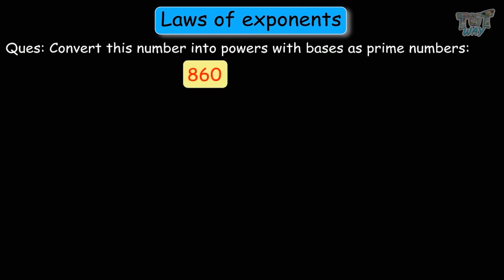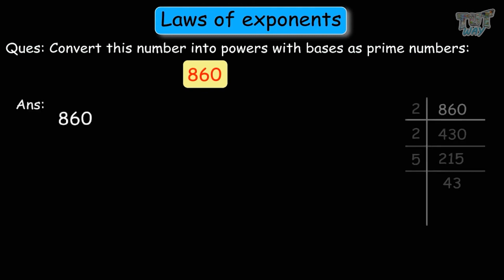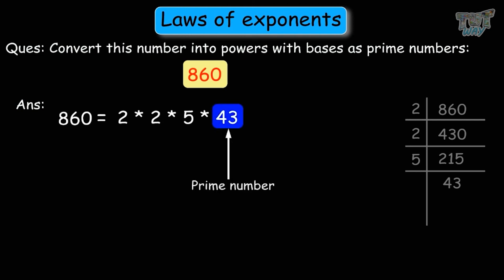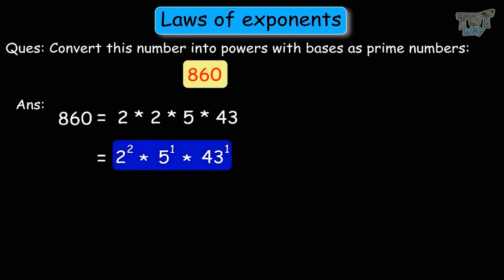Next question. We have to represent 860 in exponential form with the bases being prime numbers. So we do prime factorization of 860 to solve this. We follow through with the steps and we get 2 times 2 times 5 times 43. So 43 is the prime number. We cannot further separate it. 5 is only 1, so we write it as 5 to the power of 1, and there are 2 2's, so we get 2 to the power of 2. This is our exponential form of 860 with bases that are prime numbers.